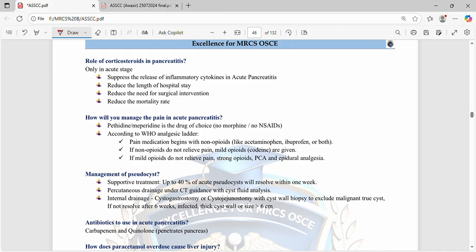How will you manage the pain in acute pancreatitis? Pethidine, meperidine is the drug of choice. No morphine, no NSAIDs. According to the WHO analgesic ladder, pain medication begins with non-opioids like acetaminophen, ibuprofen, or both, but avoid these here. If non-opioids do not relieve pain, mild opioids like codeine are given. If mild opioids do not relieve pain, a strong opioid like PCA and epidural analgesia.